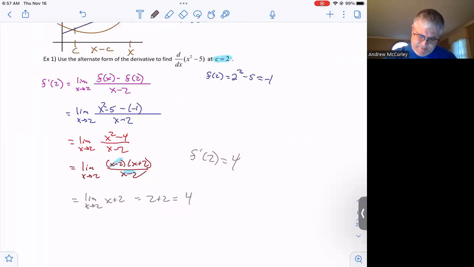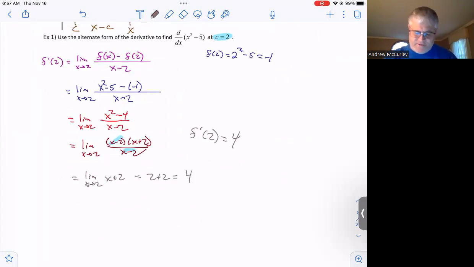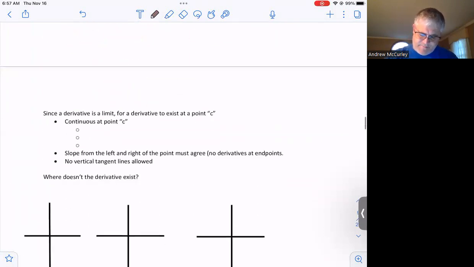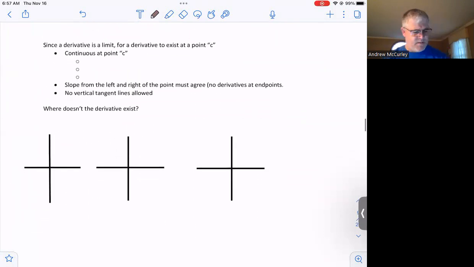All right, let's keep going. We could also use that to find the equation of the line, but we don't need it. We've done that a few times, so we don't need to do that.